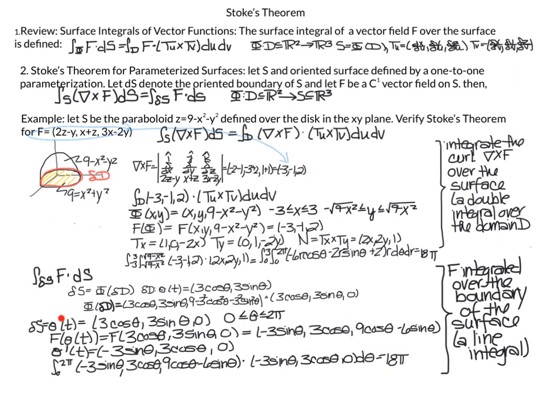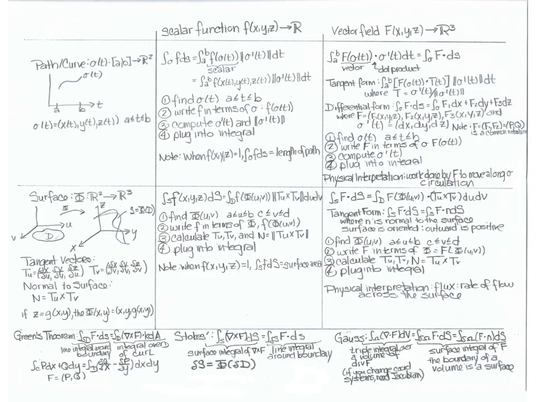Which means now, what else do I need? My sigma prime of t, which will be the derivative of sigma of t: minus 3 sine theta, 3 cosine theta, 0, and I can plug in to my integral. My limits of integration are 0 to 2 pi, my f composed with sigma, my sigma prime, and I get 18 pi, which is the same answer I got using the surface integral. Again, this here is f integrated over the boundary of the surface. So this is a line integral, and you can see that they both are equal.